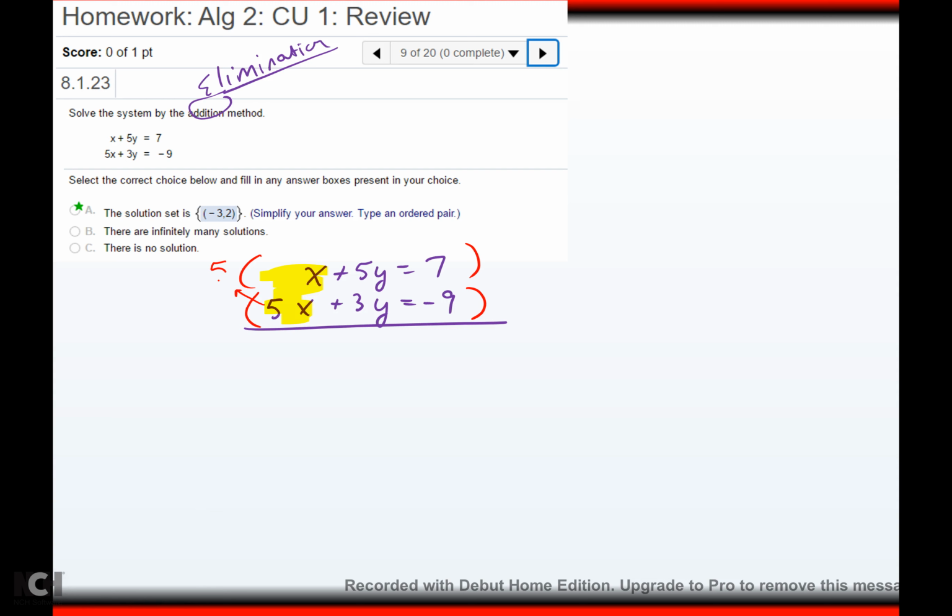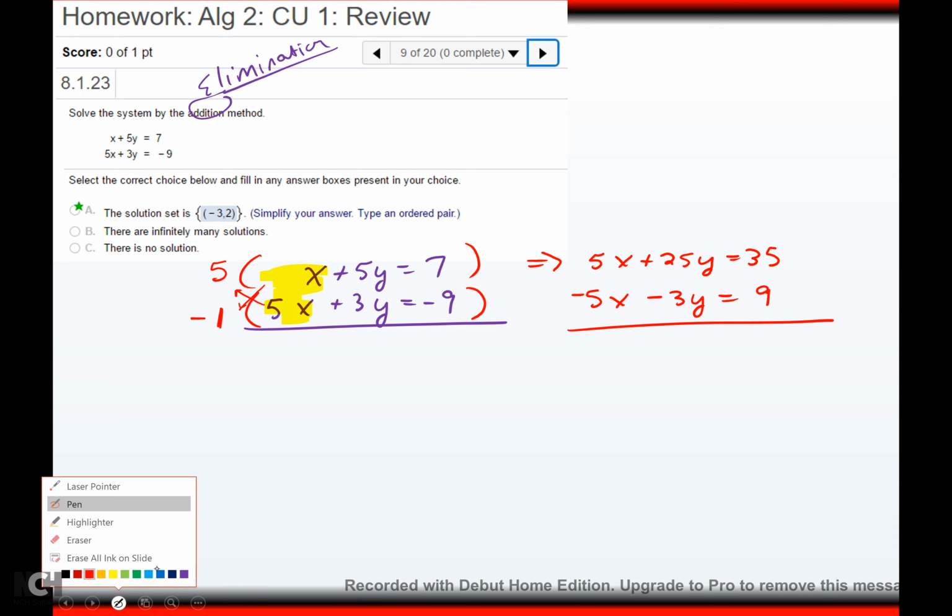You multiply the top by the bottom and the bottom by the top. So 5 goes up, 1 comes down. When they come out the same, you need to make them different. If they come out different, you need to make them the same, otherwise your variable won't cancel out. So then you distribute through. That gives me 5x plus 25y equals 35. This gives me negative 5x minus 3y equals positive 9.